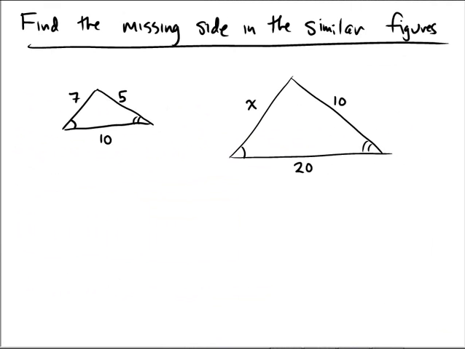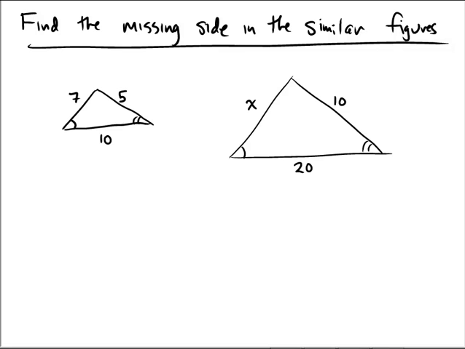Missing side in a pair of similar figures. So in this first example, we have two triangles which are labeled with an AA similarity, right? We have the single tick mark on the left and the double tick mark on the right. And when we're working with similar figures in general, that means that the sides have to be proportionate inside of the two figures.